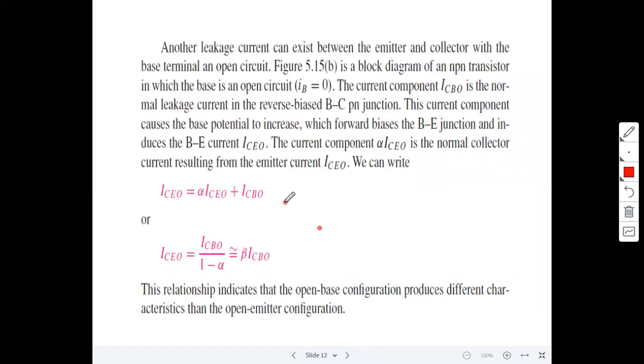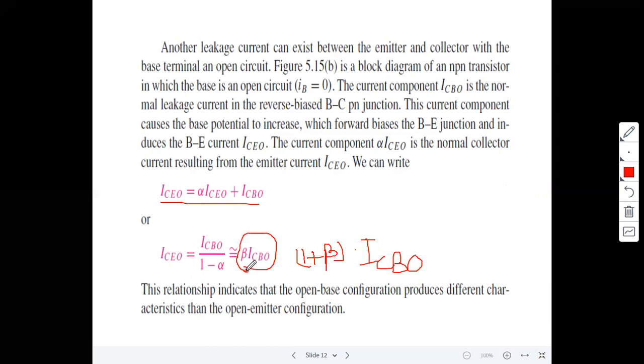Now there is a relation between ICEO and ICBO. ICEO is equal to alpha, the common base current gain, times ICEO plus ICBO. Simplifying this, ICEO is equal to ICBO by 1 minus alpha. Further, 1 by 1 minus alpha is equal to 1 plus beta, so ICEO is 1 plus beta times ICBO. Here beta is very large compared to 1, so this is approximately beta ICBO.